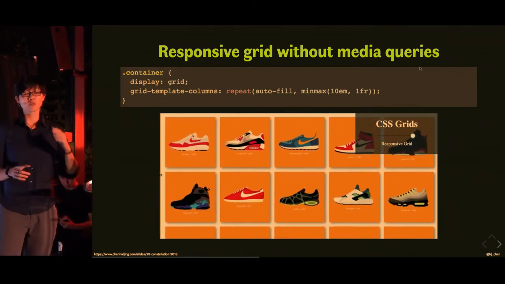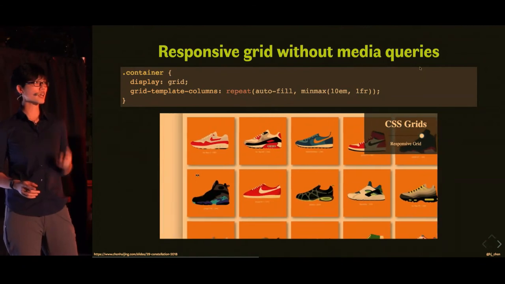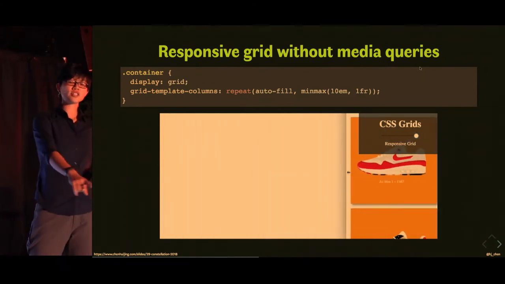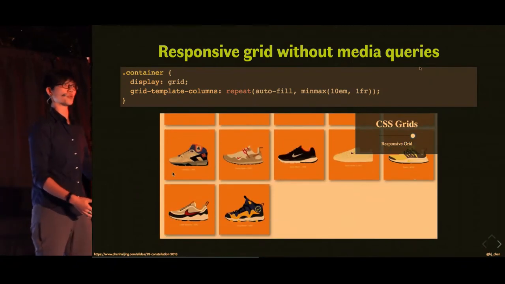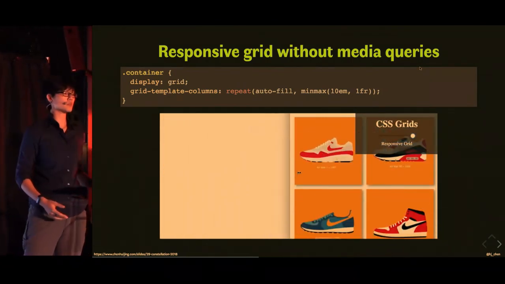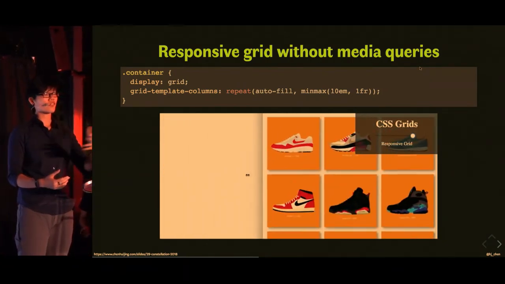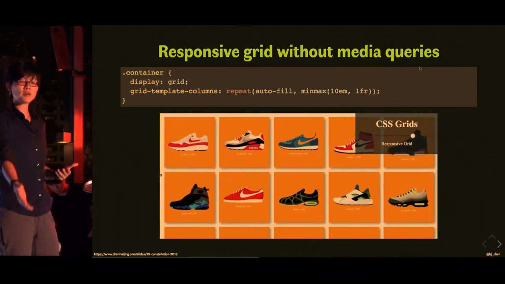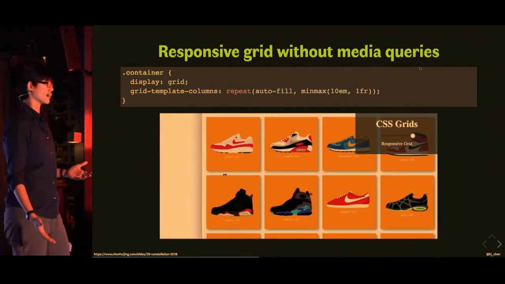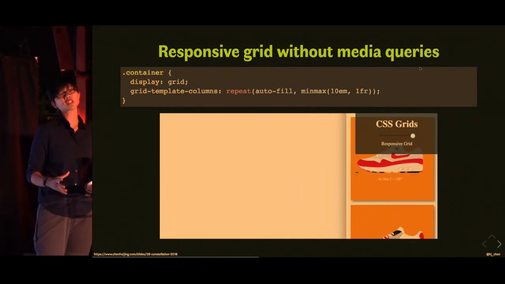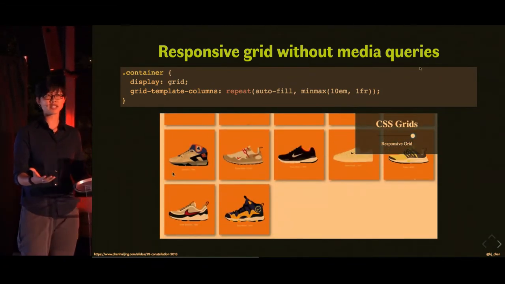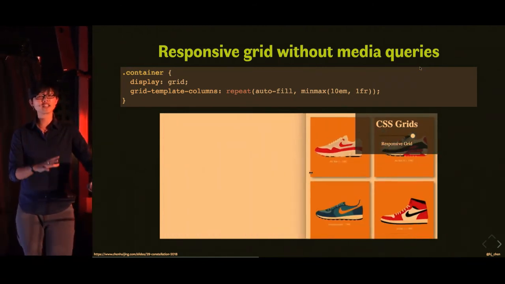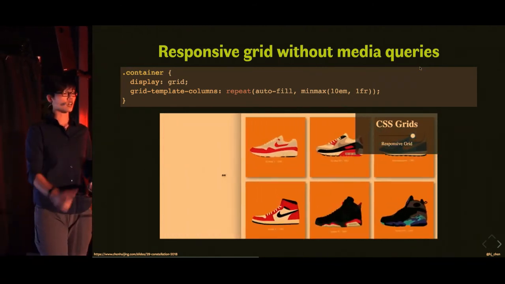But now, with only two lines of CSS, I can let my design go from 5 columns to 4 columns to 3 to 2 to 1 without writing a single media query, by using the functions that I mentioned earlier: minmax, repeat, and auto-fill. And this is a big reason why I think CSS Grid has the potential to revolutionize web design, because it makes creating interesting layouts a lot easier.